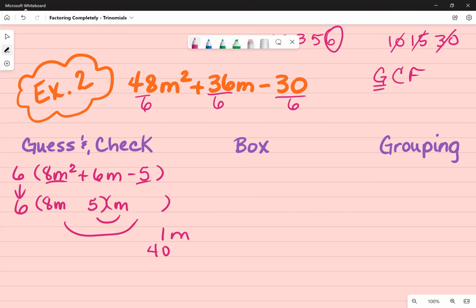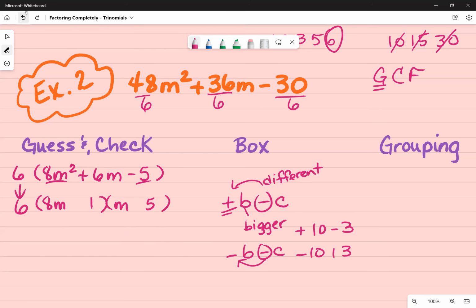Because we know we have the correct factors for 5 and 1, because those are the only factors for 5. But maybe the order's off. So now 5 times m is 5m, and then 8 times 1 is 8. Again, no matter how I manipulate the signs, I am not going to end up with a 6m. So that means the problem must be with the 8m. It's not 8m. What are some factors other than 8 times 1 that will give me 8?